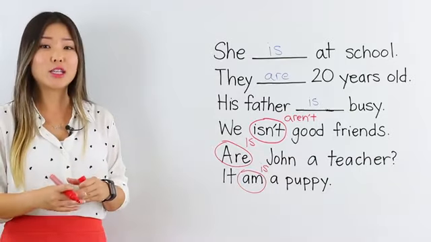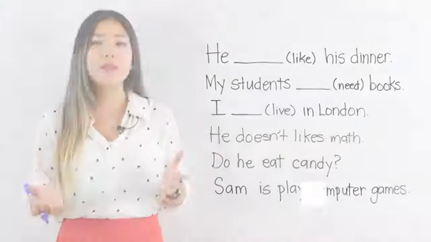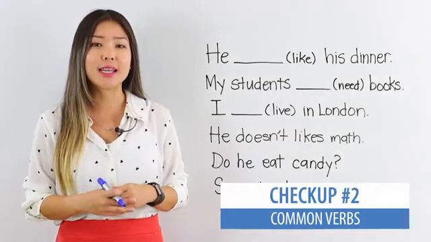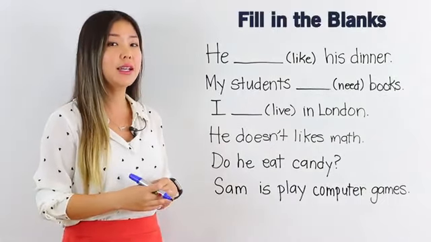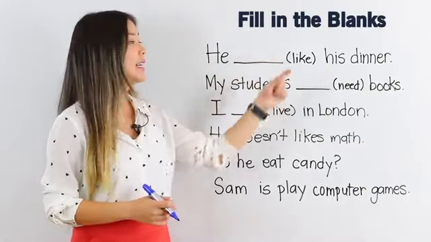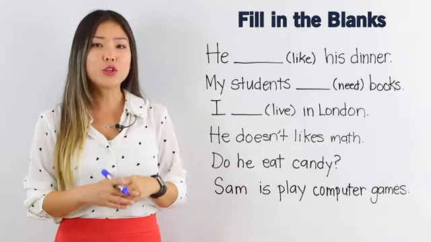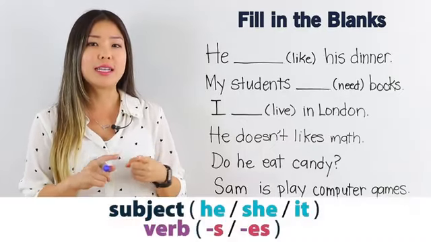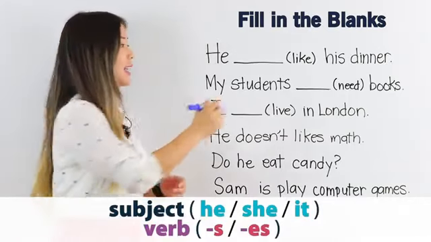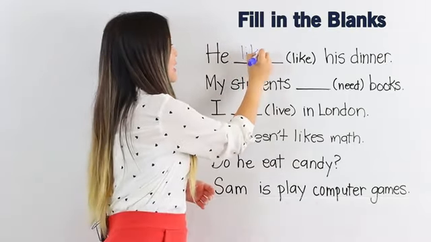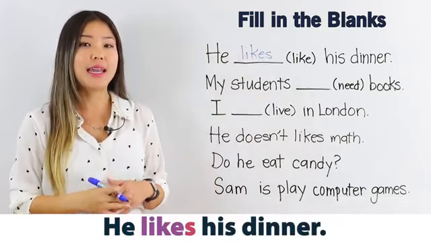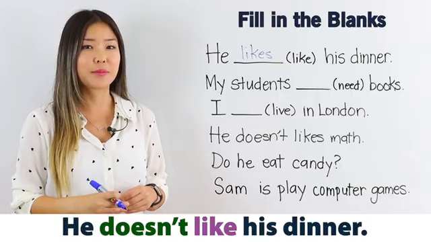Great job, guys. Let's move on to the next checkup. For the next checkup, I want you to think of some other verbs in the present simple tense. Take a look at the first sentence. He blank. I want you to think of the verb like, his dinner. What do we do to the verb when the subject is he, she, or it? Remember, we add an S. He likes his dinner. For the negative, you can also say he doesn't like his dinner.